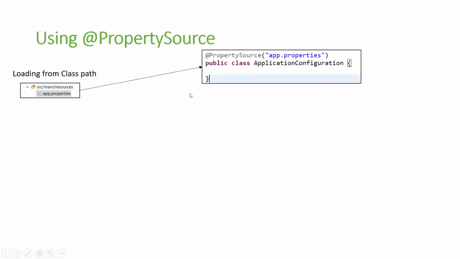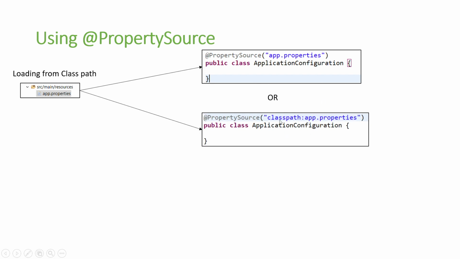Simple. On the configuration class, we have to use the @PropertySource annotation, and inside double quotes we need to give the properties file name. That's it. Spring will automatically load this properties file, and the key value pairs will be available to us in the Spring application. By default, if we don't mention anything and just give the file name, it will be class path. So by default it will search this app.properties in the class path. Okay, this is what we need to understand.